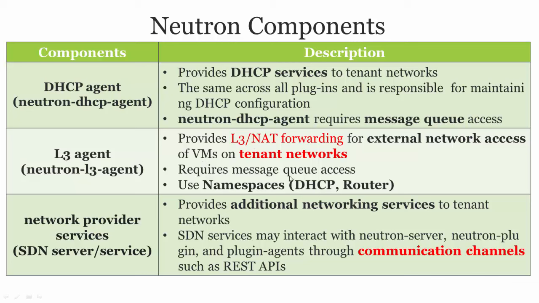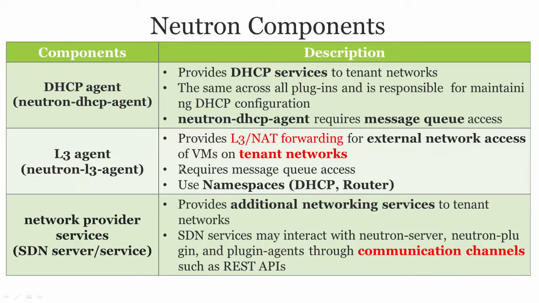The L3 agent provides L3 and NAT forwarding for external network access of the virtual machines on the tenant network. At first, the tenant network will be assigned a private network address. This private network address cannot access external networks like the internet. So for this purpose, the L3 agent is needed to provide L3 networking for external network access, like the internet, to the virtual machines on Nova.